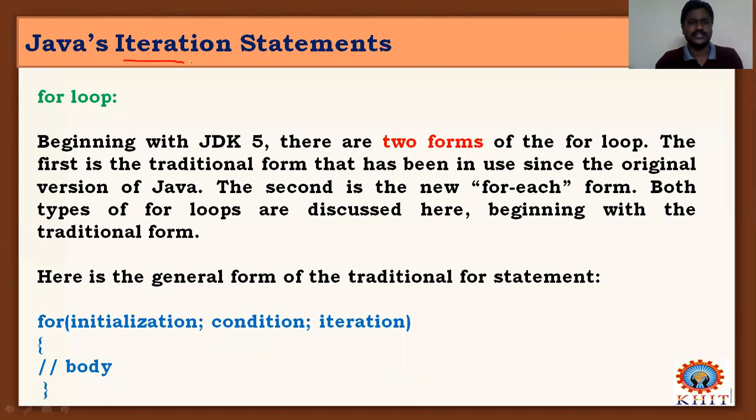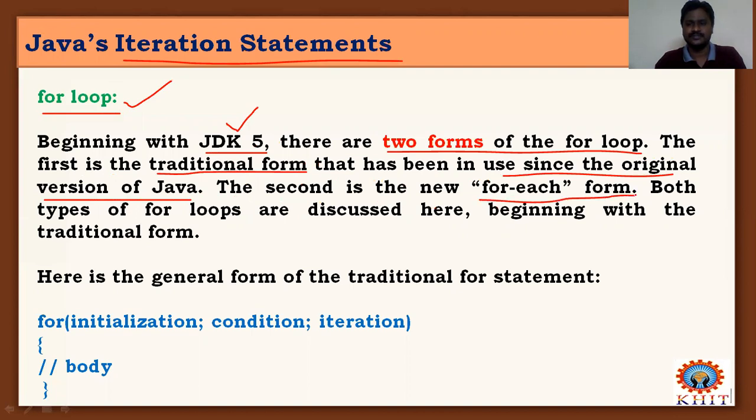Coming to Java iteration statements, another one is the for loop. Beginning with JDK 5, there are two forms of for loop. The first is the traditional form, which we all know from languages C and C++, in use since the original version of Java. The second is the new for-each form. Both types of for loops are discussed here, beginning with the traditional one.